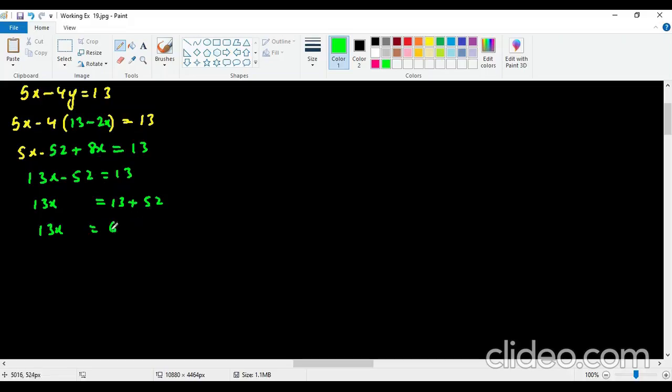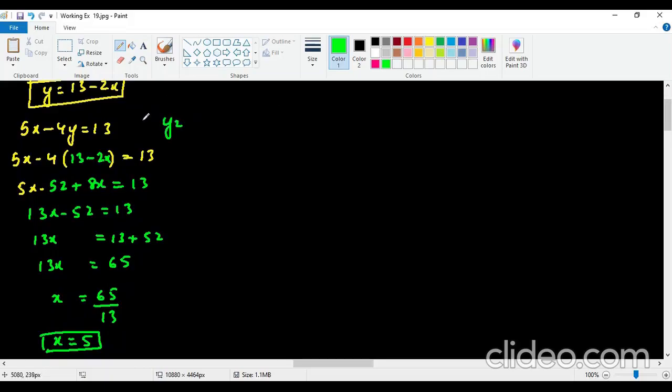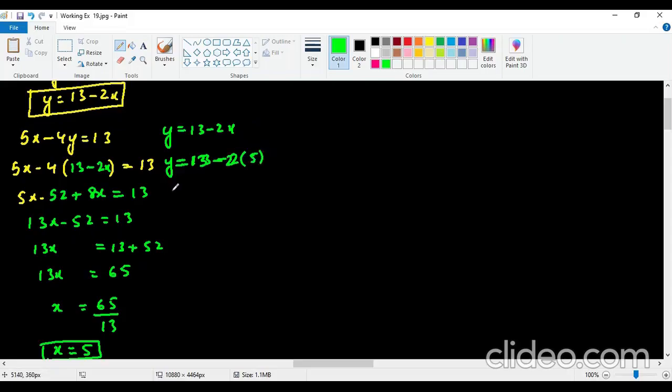and x will be equal to 65 divided by 13, which is going to give us 5. So the value of x is 5. Now we know very well the value of y is 13 minus 2x, that means y is equal to 13 minus 2, and the value of x, which we have found out, is 5. So y equals 13 minus 10, which is equal to 3, which is the answer given over here. x is equal to 5 and y equals 3.